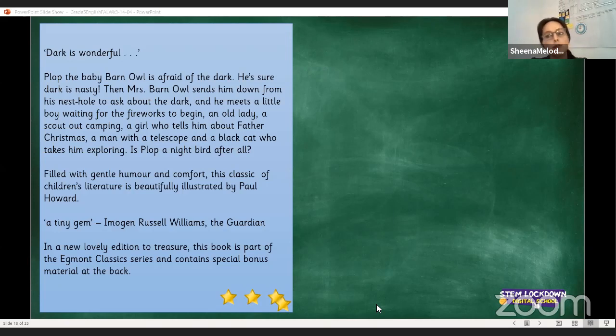Now, grade 5s, remember, this is a real book. It's actually out there. You can go and actually read this book. So I didn't make this book up. Okay, right. So let's see what we have to know about this book.